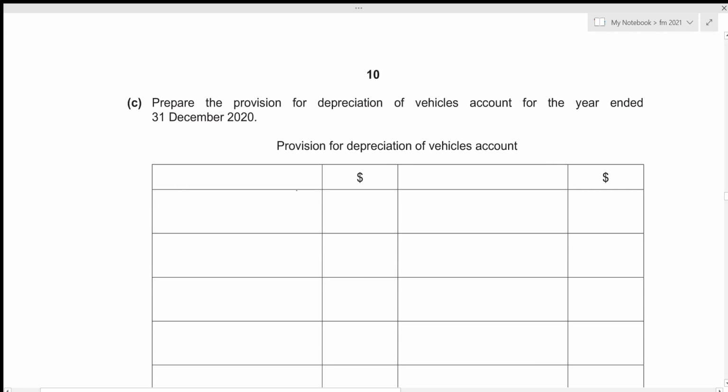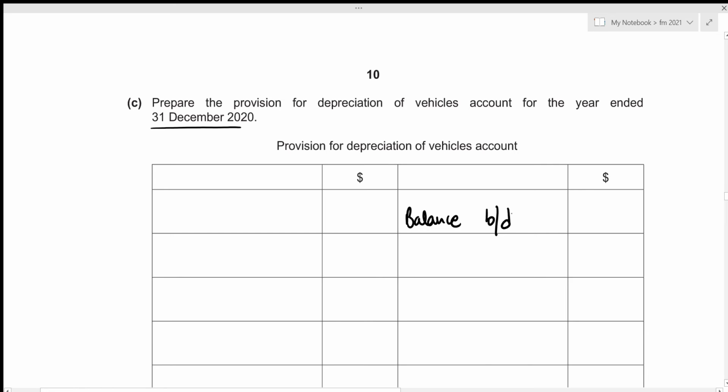We now need to prepare the provision for depreciation of vehicles account for the year ended 31st December 2020. We first require the provision for depreciation of vehicles value at the date of 31st December 2019, which will act as our opening balance. And the opening balance of this depreciation will always be recorded on the credit side of the provision for depreciation account. So that's balance b/d.